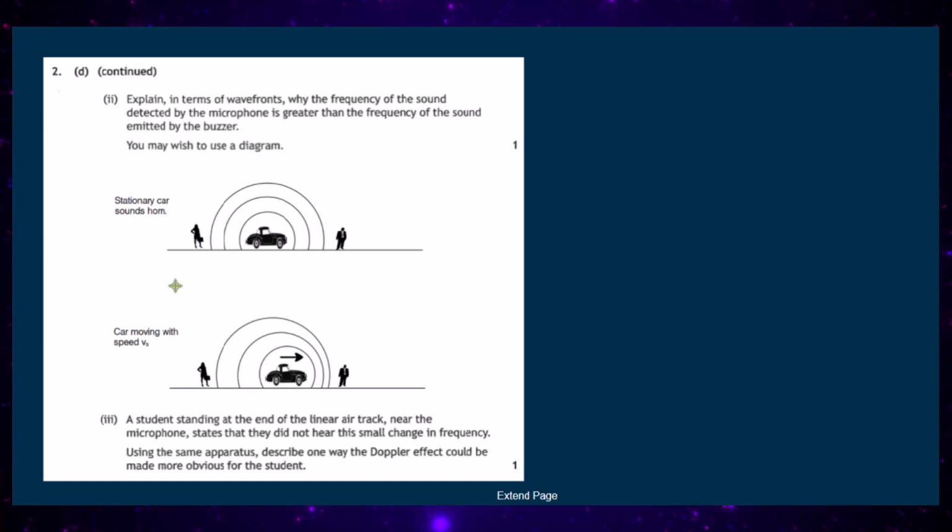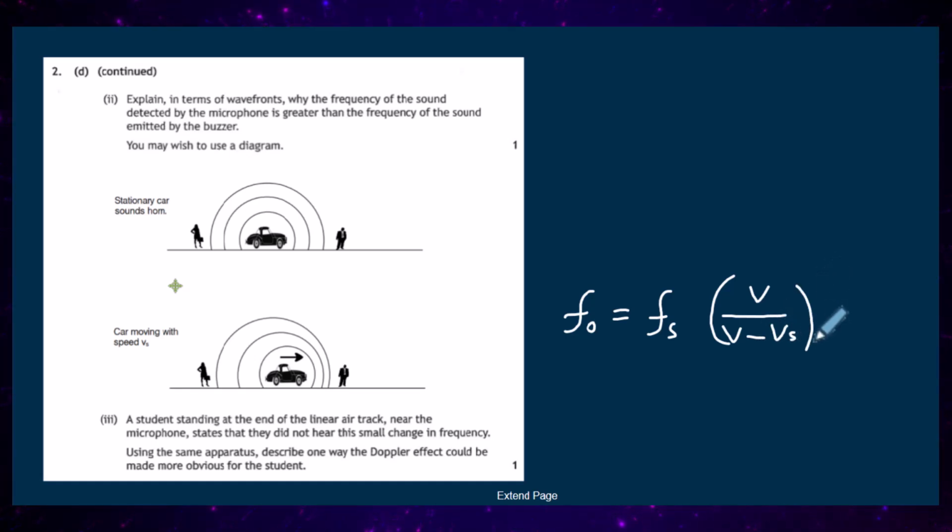Question 2, D continued, part 3. It says here, a student standing at the end of the linear track near the microphone states that they did not hear the small change in frequency. For 1 mark, using the same apparatus, describe how the Doppler effect could be made more obvious for the students. Well, we go back to the equation, the observed sound for the Doppler effect. F naught, the observed sound, is the frequency of the source, times the speed of sound, divided by the speed of sound, and because it's approaching the microphone, it'll be minus Vs, where Vs is going to be the speed of the source moving towards you.